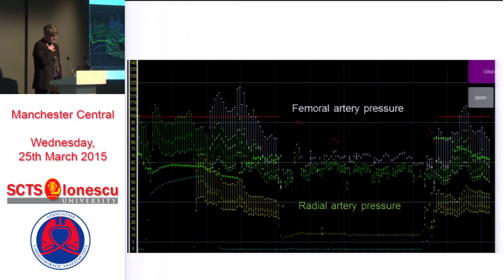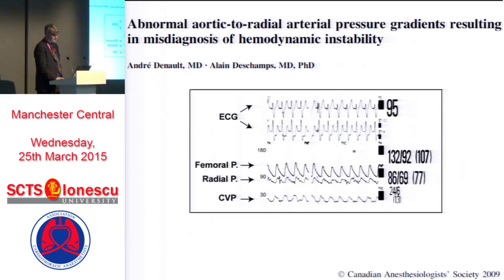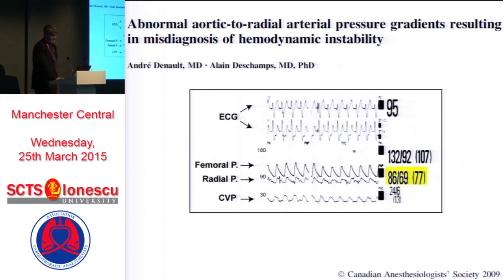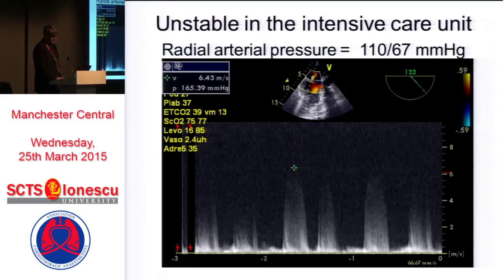So in our experience, in one third of elective patients, if you put in both arteries, you have a significant gradient, defined by a difference of 10 millimeters of mercury of mean or more than 25 of systolic. And this is something we've reported. This is a patient with septic shock. It's very common in the ICU also. The more the patient is on vasoactive drugs, the more unreliable is the radial pressure, and this patient had a 30 millimeter difference in the mean arterial pressure.